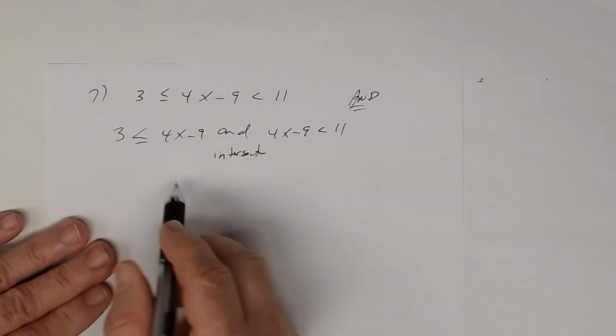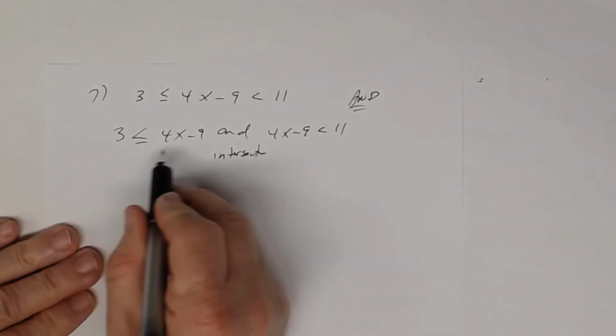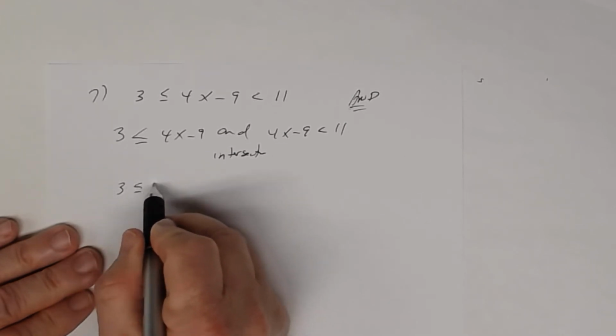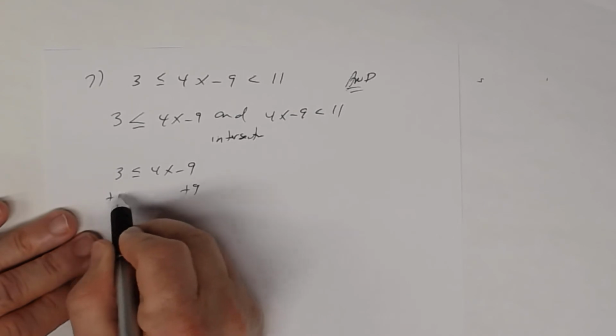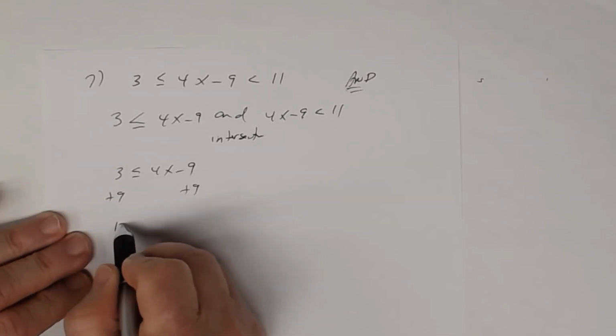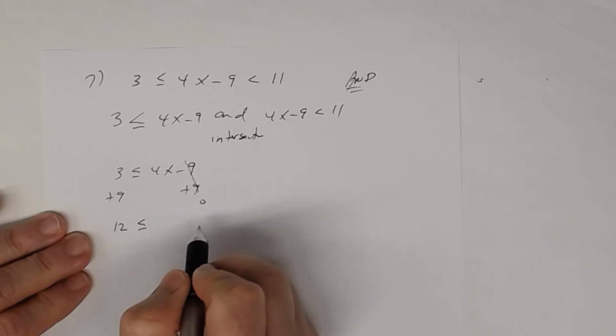So let's go ahead and do that. Let's go ahead and do it like this. So let me go ahead and rewrite this over. So 3 is less than or equal to 4x minus 9. So I'm going to solve for x. I'm going to add 9 to both sides. 3 plus 9 is 12. It's less than or equal to, this is 0. Negative 9 plus 9 is 0.